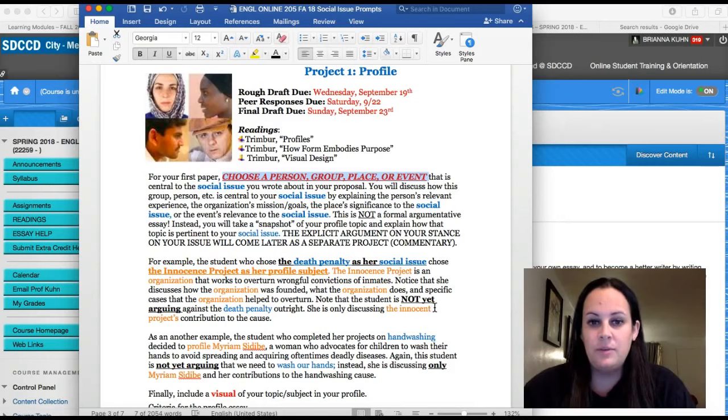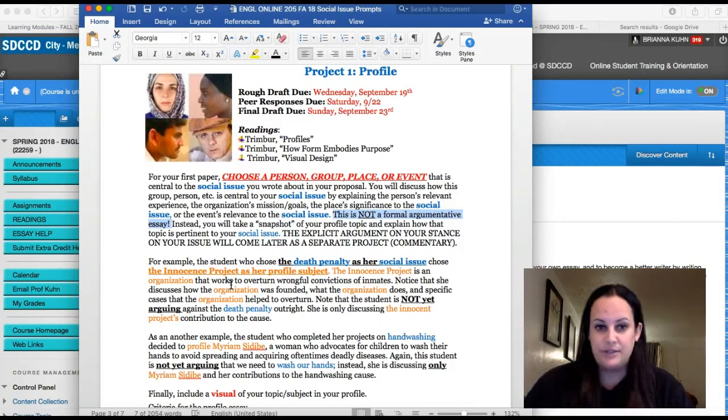This is not a formal argumentative essay. This is the most important part of this prompt. This is not a formal argumentative essay. Instead, you are taking a snapshot of your profile topic and explaining how that topic is pertinent to your social issue. The explicit argument on your stance on your issue will come later as a separate project.